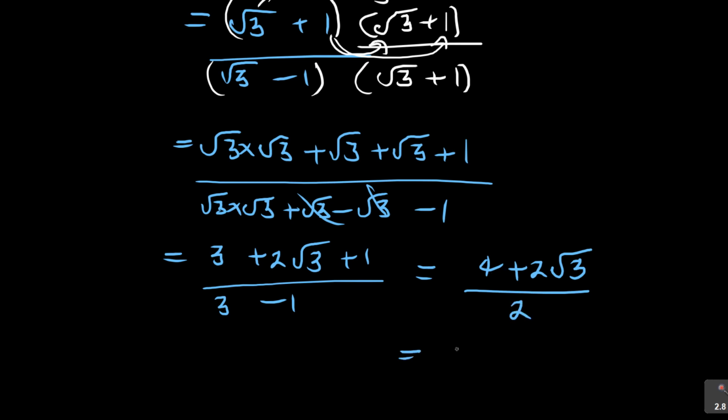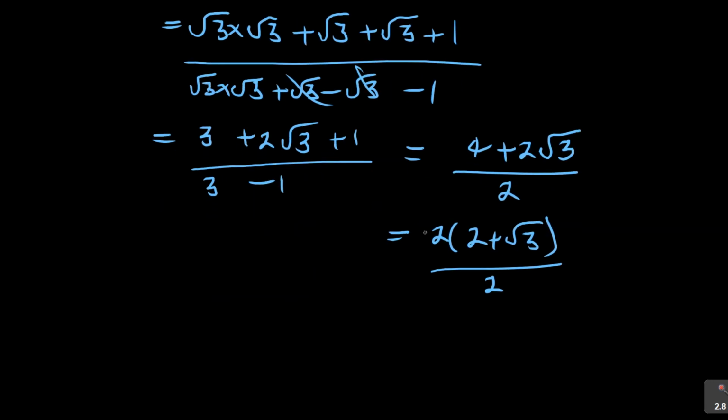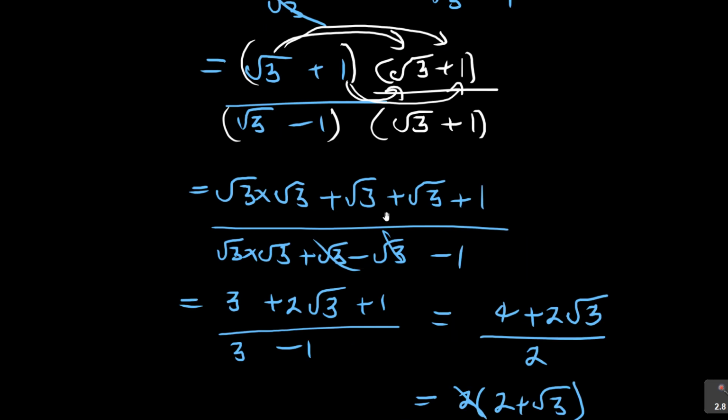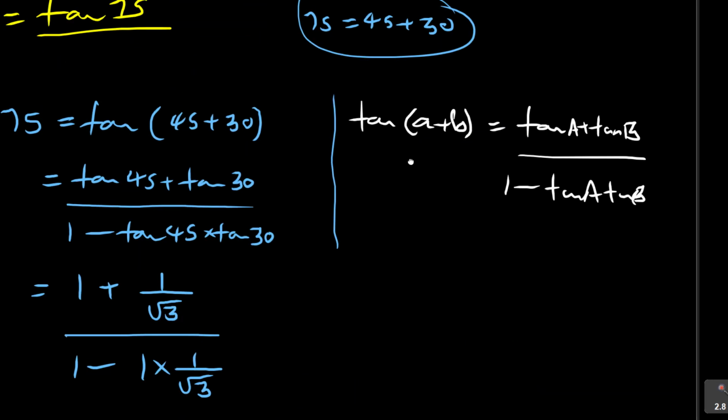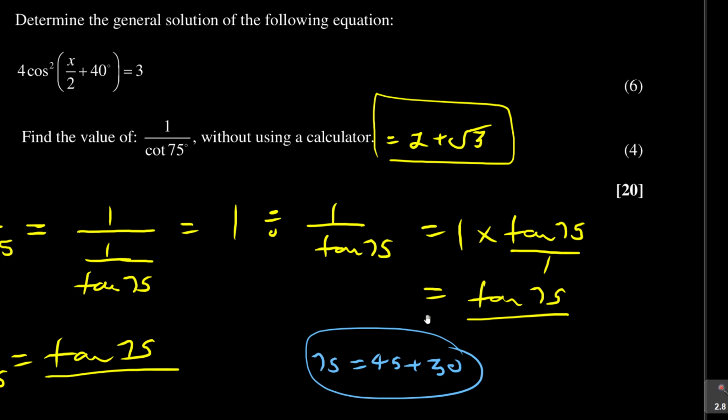Factorize 2 here at the top. 2 into 4 is 2 plus 2 into 2 root 3 is root 3, over 2. See that? Then at the end of the day, you need to cancel out that 2. So the answer becomes 2 plus root 3, and it is that simplified version, if you still remember. The calculator did give us 2 plus root 3.